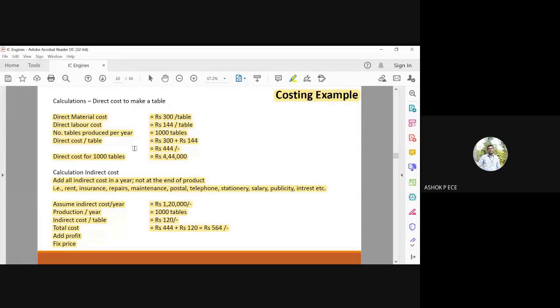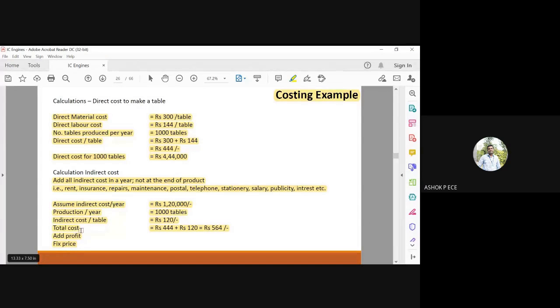So direct cost is very simple. You have to add the direct material cost and direct labor cost, multiply by the number of tables. That is going to be direct cost. Indirect cost means it includes repair, maintenance, rent, insurance. All these terms will be included for calculating the indirect cost. The indirect cost per year is rupees 1,20,000. So the production per year is 1000 tables. So indirect cost per table is rupees 120.